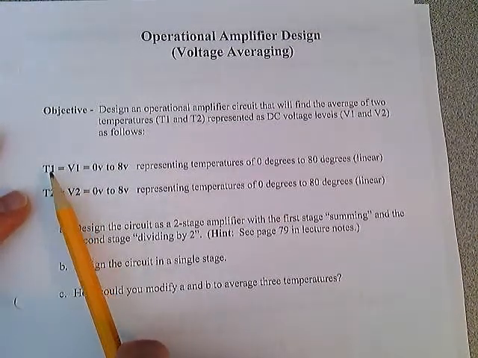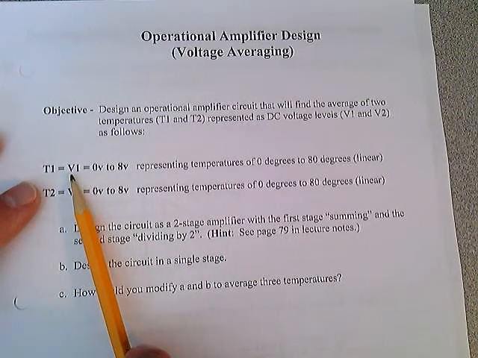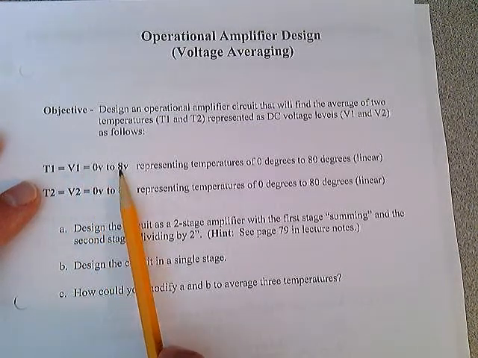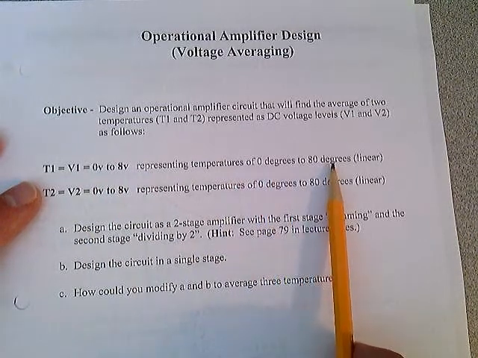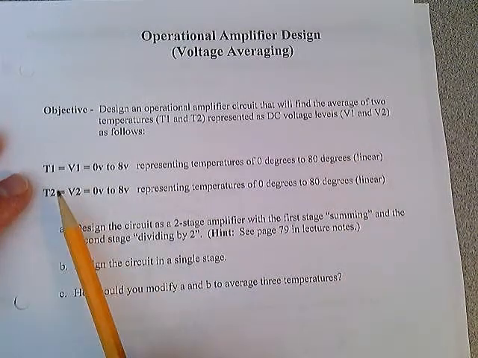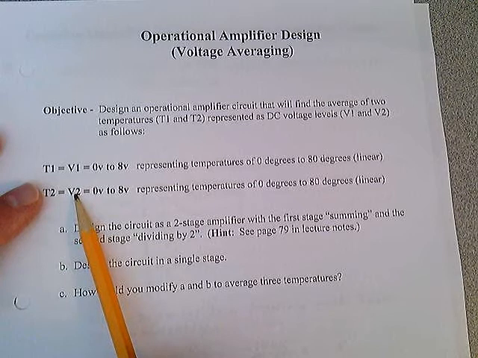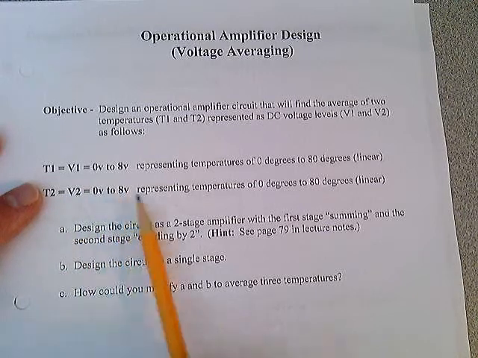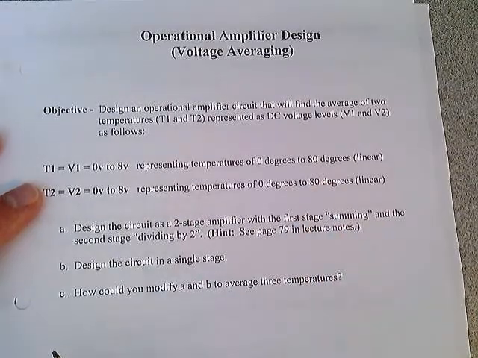T1 is represented by V1, which can range from 0 to 8 volts, representing temperatures from 0 degrees to 80 degrees Celsius. And it's linear. Same thing down here for T2. T2 is going to be represented by a voltage V2, range from 0 to 8 volts, representing a temperature from 0 to 80 degrees C, and it's linear.